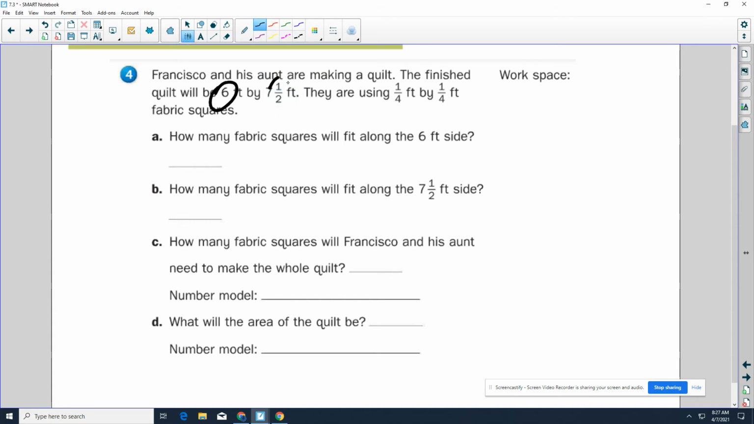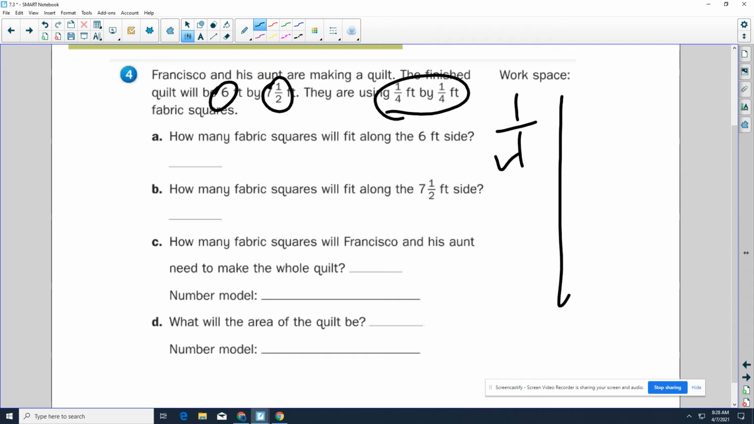Okay, so you see 6 feet by 7.5, and then you can see here. So let's think about that. How many fabric squares will fit along the 6-foot side? Well, I know that 1/4 a foot on this 6-foot side, I'm going to need 4 tiles to complete 1 foot. So I want to take the 6 feet and multiply that by the 4 squares I need for each foot, and I get 24.